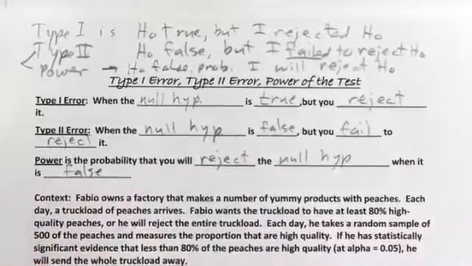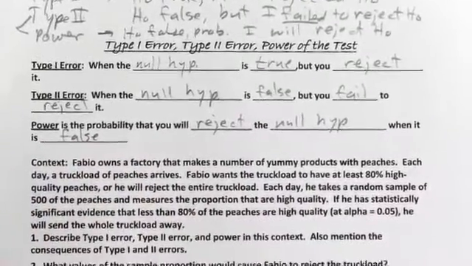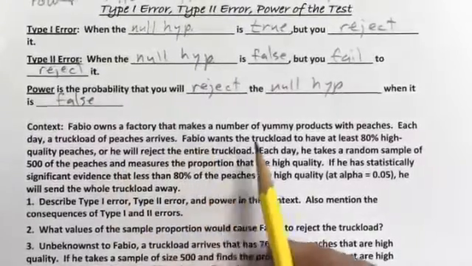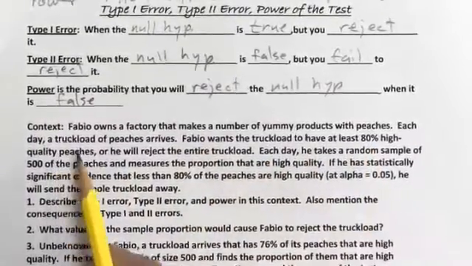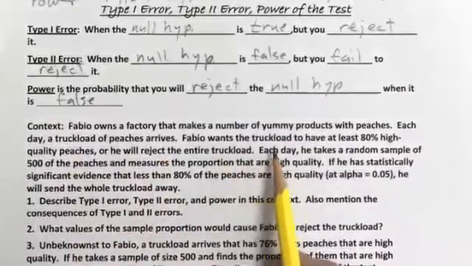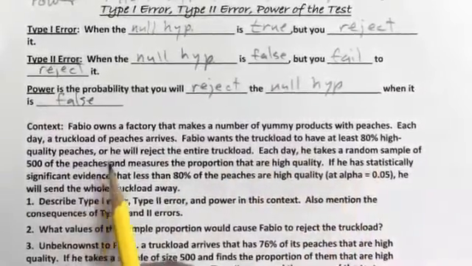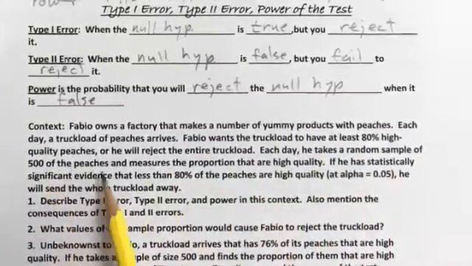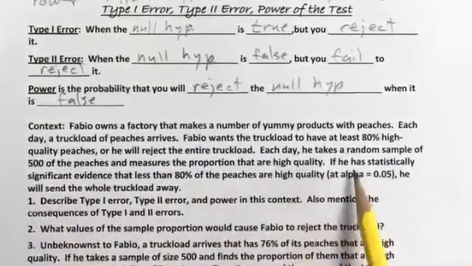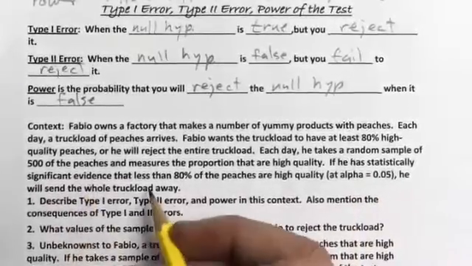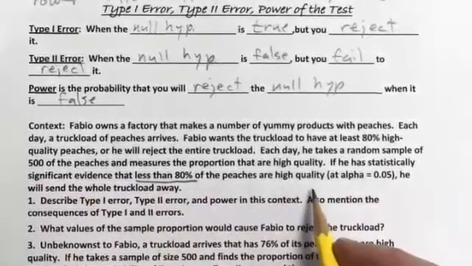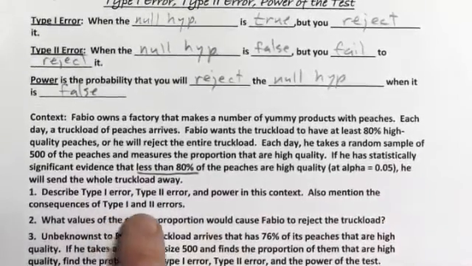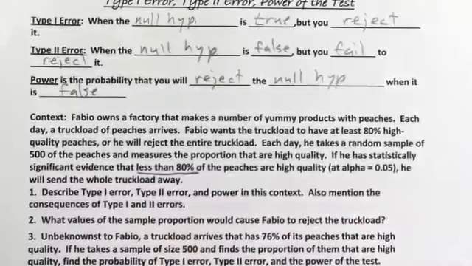Okay, so let's look at this example here and answer some related problems. It says Fabio owns a factory that makes a number of yummy products with peaches. Each day, a truckload of peaches arrives. Fabio wants the truckload to have at least 80% high quality peaches, or he will reject the entire truckload. Each day, he takes a random sample of 500 of the peaches and measures the proportion that are high quality. If he has statistically significant evidence that less than 80% of the peaches are high quality at alpha equal to 0.05, he'll reject the whole truckload. Describe type 1 error, type 2 error, and the power of the test, and also mention the consequences.